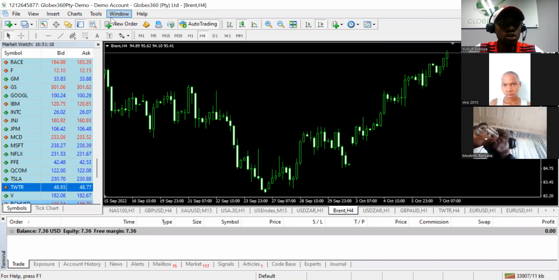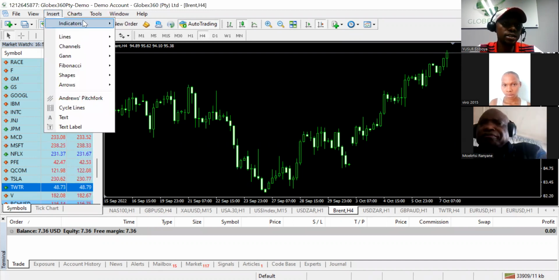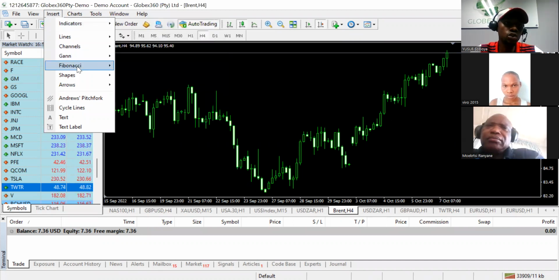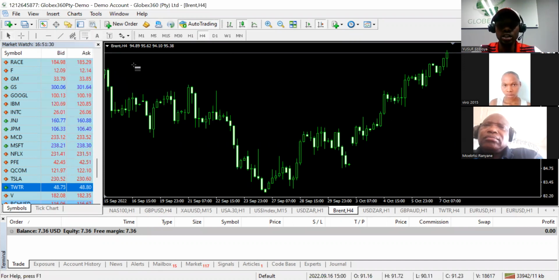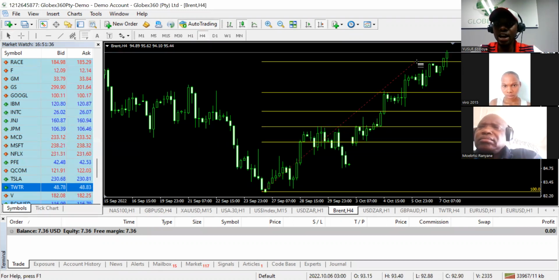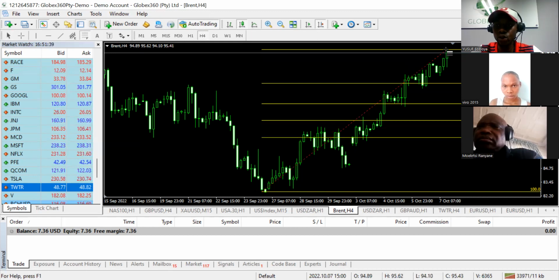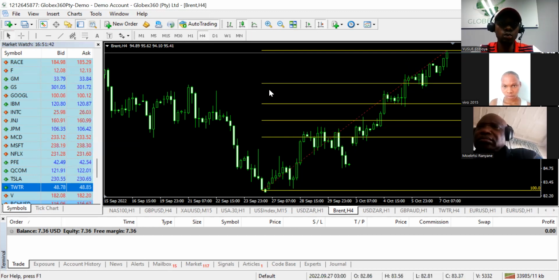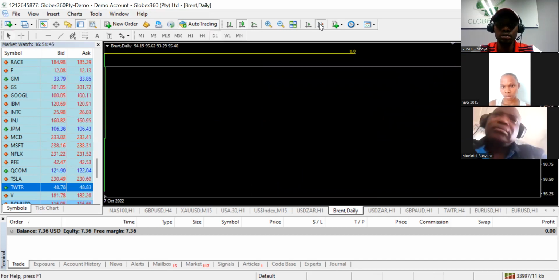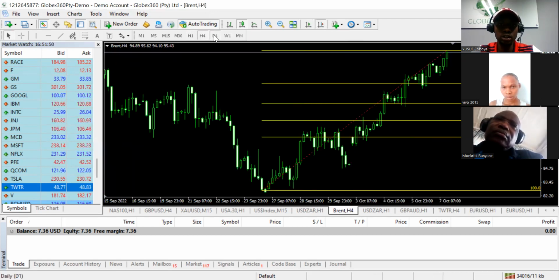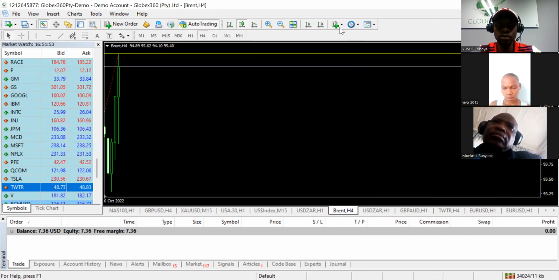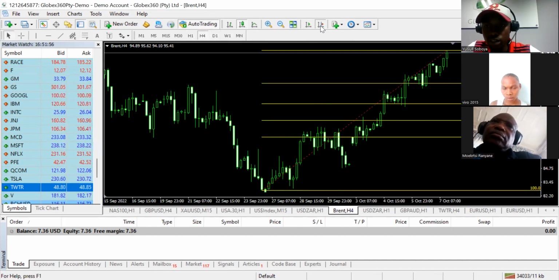So you go to insert indicators, or if you scroll, you see Fibonacci retracement, right? You click on it. This is the lowest point. Drag the line to the highest point. Here we go. All right, cool. I want to see it in a bigger time frame, but it's not giving me data.